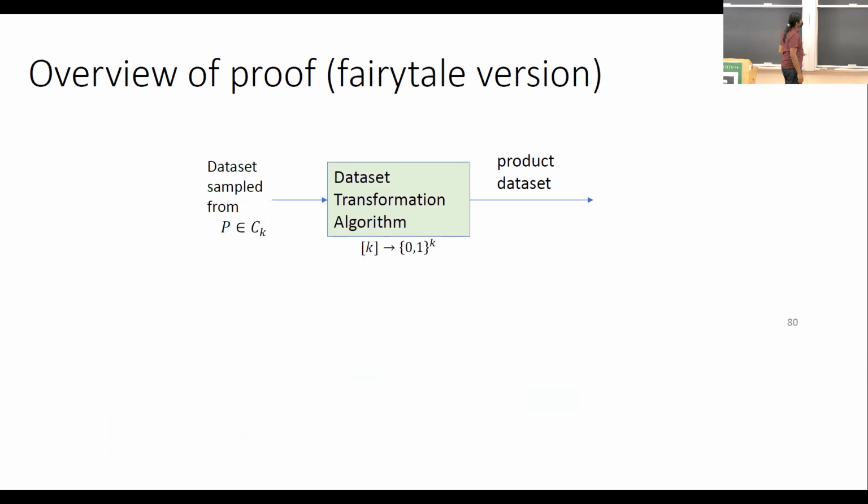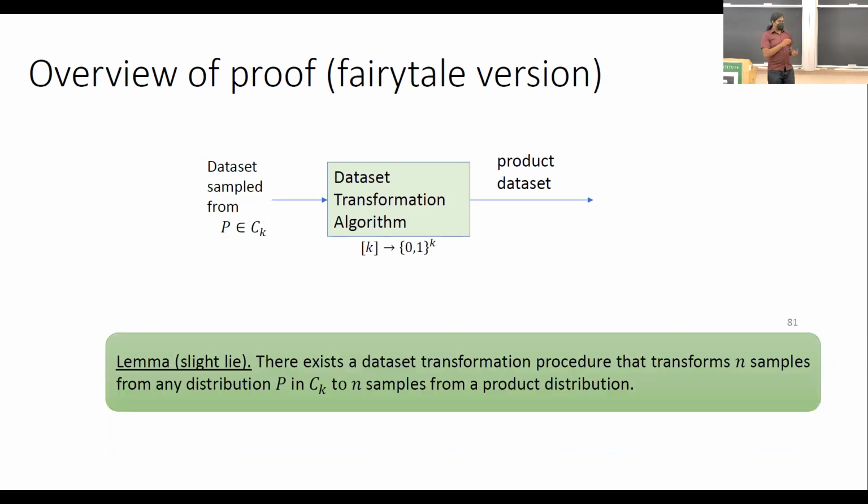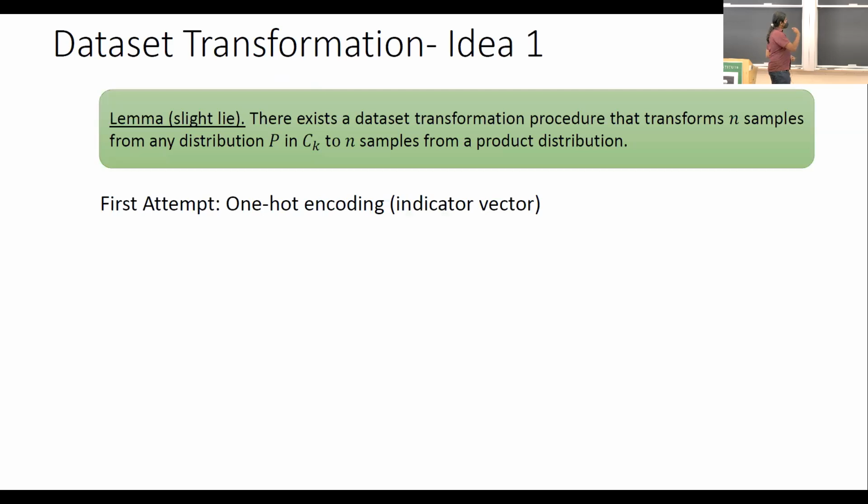Okay, so let's zoom in on it. So here's the lemma, which is again a slight lie. There exists a dataset transformation procedure that transforms n samples from any distribution P in C sub k to n samples from a product distribution of Bernoullis. That's the main theorem. Okay, so we're going to build up to proving this.